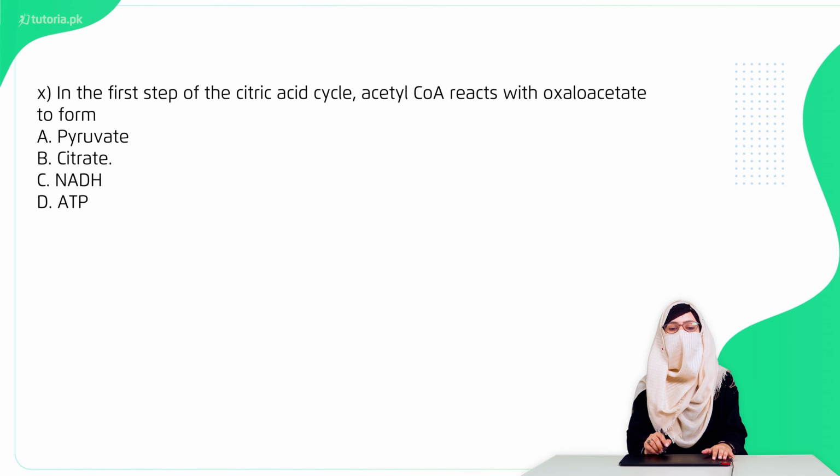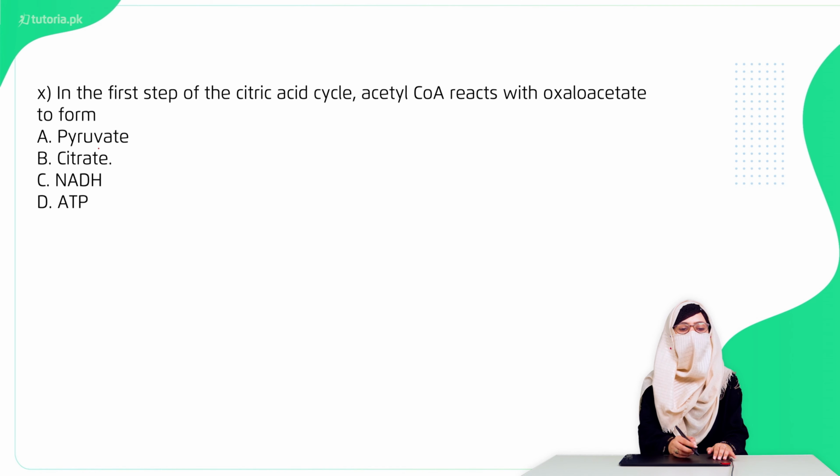10th है: in the first step of the citric acid cycle, acetyl coenzyme A reacts with oxaloacetate to form option A pyruvate, option B citrate, option C NADH, option D ATP. The right option is option B citrate.